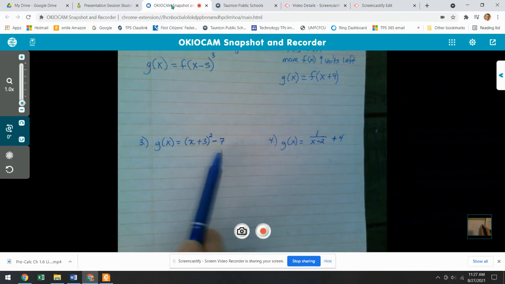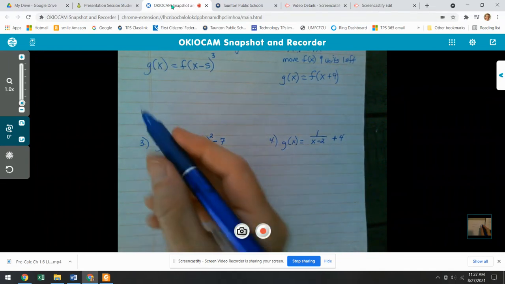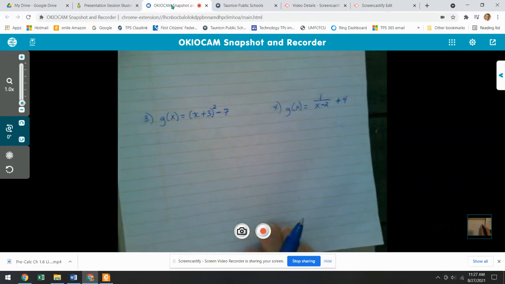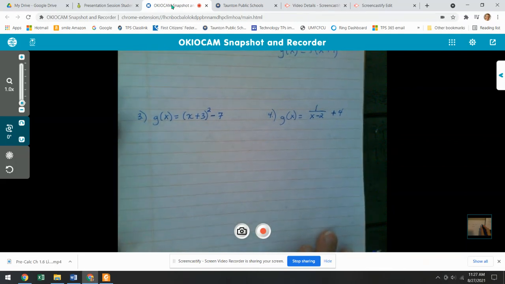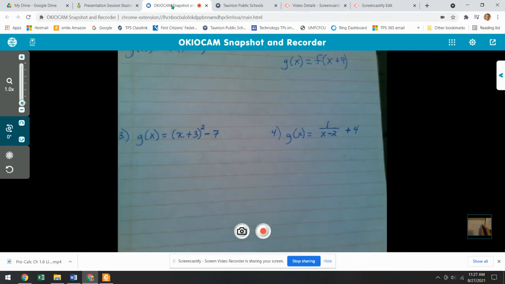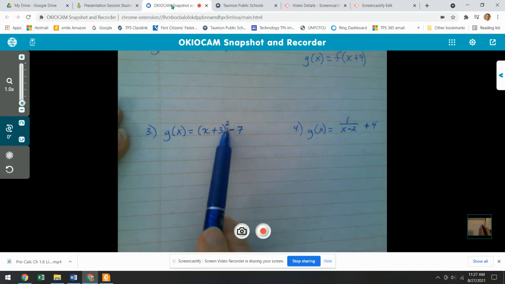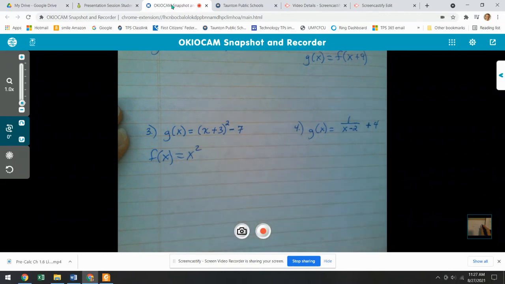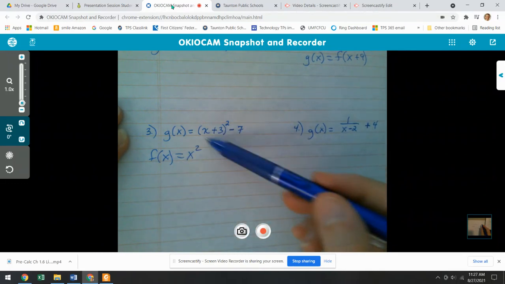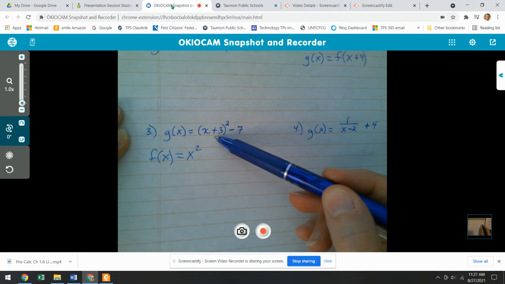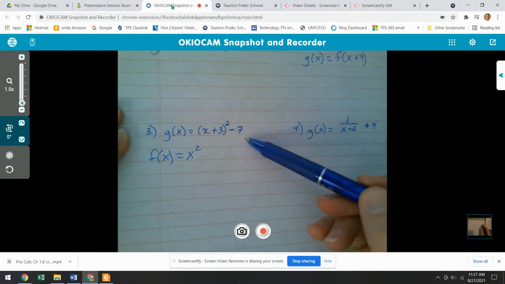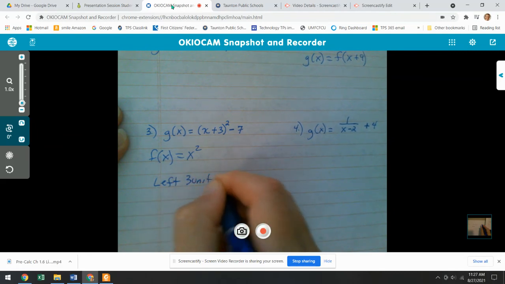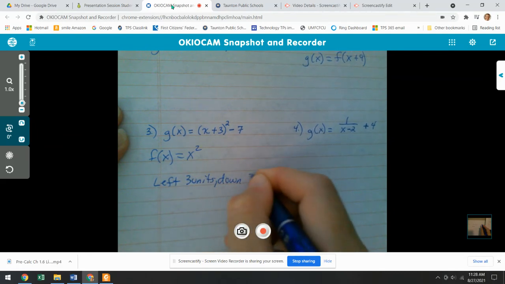G of x equals this. So a lot of gobbledygook, it's getting a little more complicated, but we're going to take the same steps. We're going to say, all right, what's going on here? I'm just trying to see if there's a way to zoom that in just a smidge. We have the squared, so our parent function is y equals x squared, or f of x equals x squared. So we have two shifts happening. Inside the parentheses, we have a plus 3, so it's going left 3. The minus 7 happens afterwards, so it's moving it left 3 units and down 7 units.